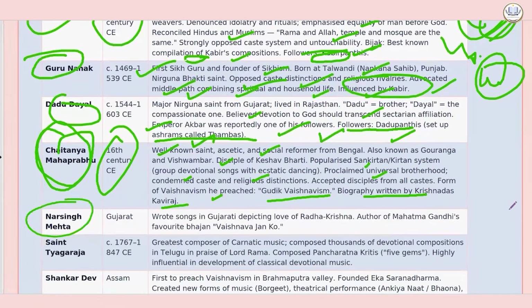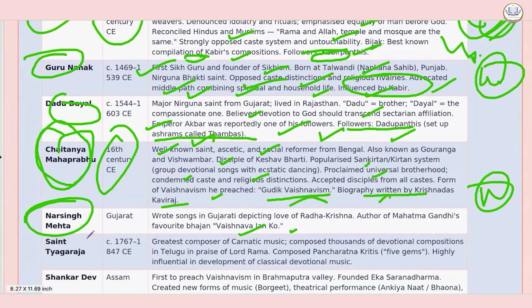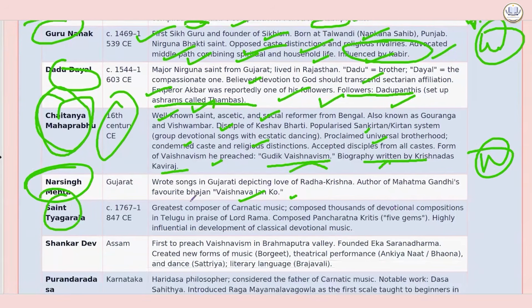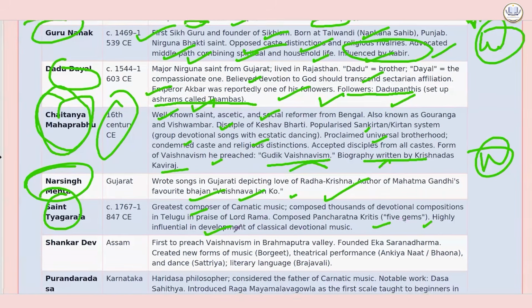Then we have Narsi Mehta, who wrote Vaishnav Jan to Tene Kahiye Je Peer Padhai, and wrote songs depicting the love of Radha Krishna. He is the author of Mahatma Gandhi's favorite bhajan, Vaishnav Jan to Tene Kahiye. Then we have Saint Tyagaraja, the greatest composer of Carnatic music, who composed thousands of devotional compositions in Telugu in praise of Lord Rama. He composed Pancharatna Kirtis, 5 gems, highly influencing the development of classical devotional music.